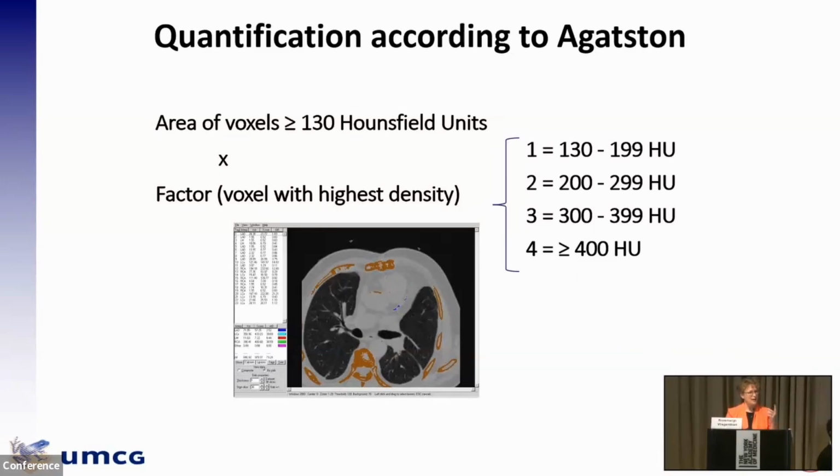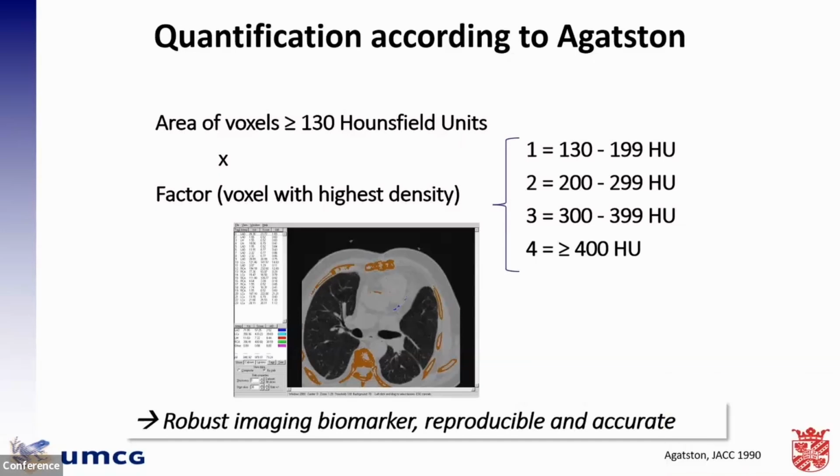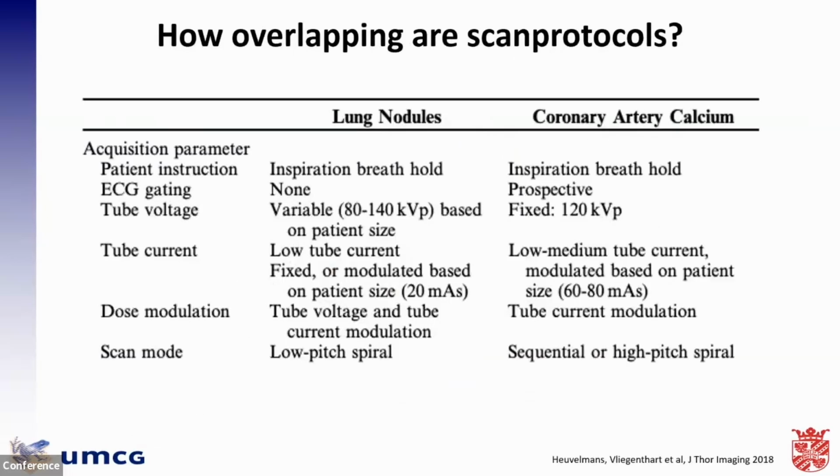And when you see calcium score in the literature, this is the way that the amount of coronary calcium was quantified. And from multiple studies, both validation studies and prognostic studies, we know that the calcium score is a robust image biomarker of coronary calcium, reproducible and accurate, and with very strong predictive value for cardiac events.